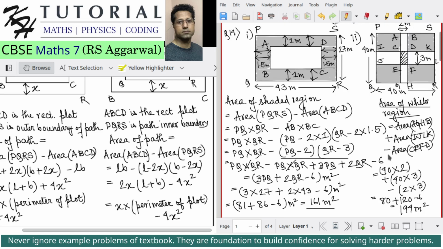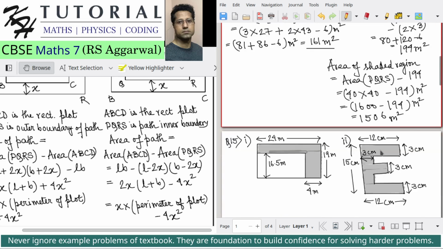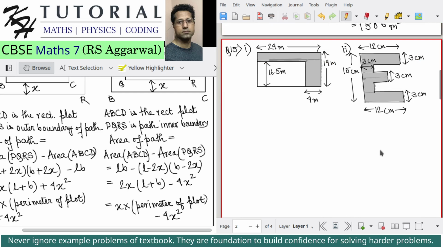Okay, let's do the next problem. So in problem 15 also, we have two figures. In the first figure, we have to find the area of the shaded region. The shaded region is enclosed in a rectangle. Let's name the outermost rectangle, that is the entire figure, A, B, C and D, and let this point be E, and this point be F, and this point be G.